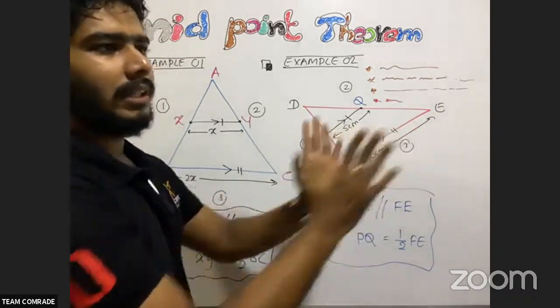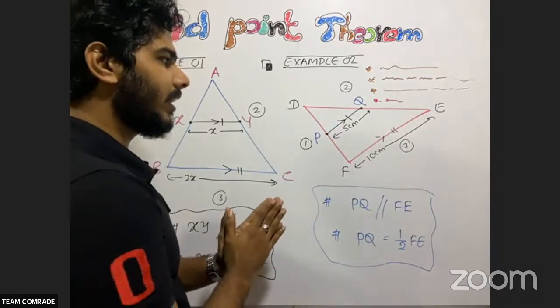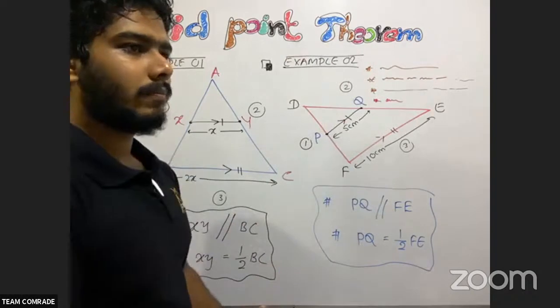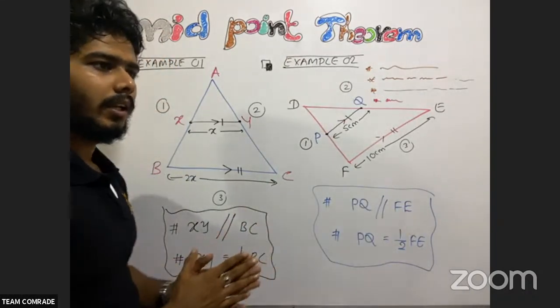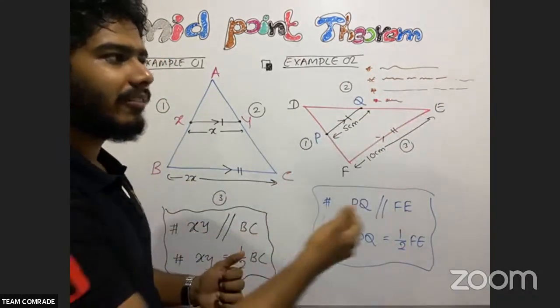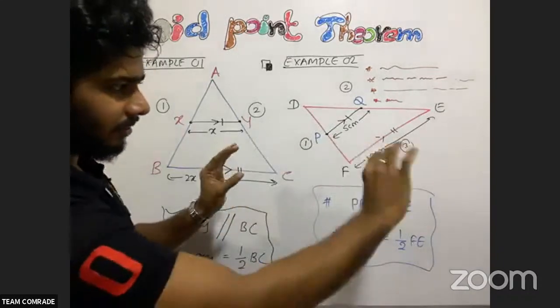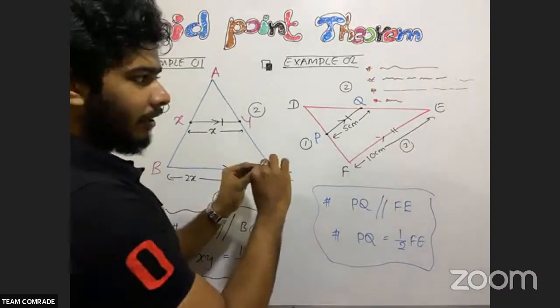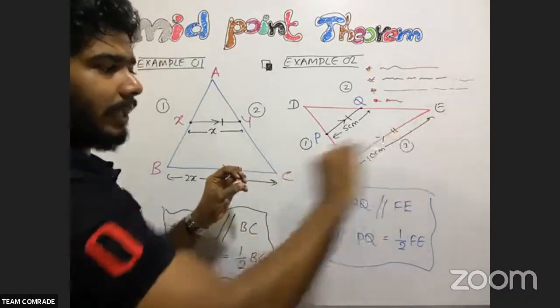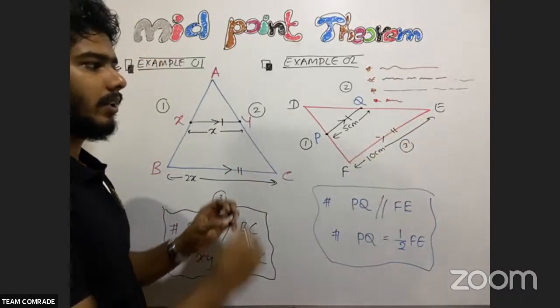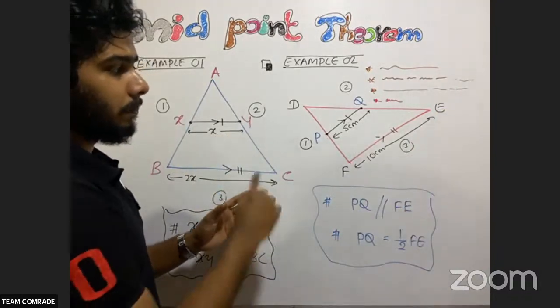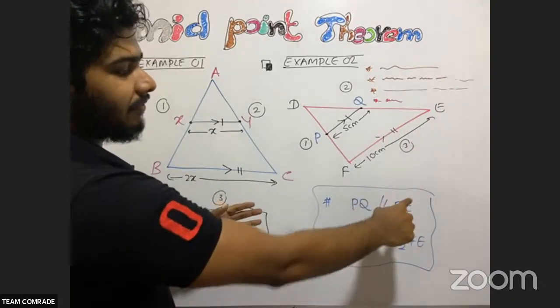They have given it, or something like that. Then Q is the midpoint of DE. I can write given as the second reason. Third one, therefore, if the straight line segment PQ is joined, then you can write PQ is parallel to FE.